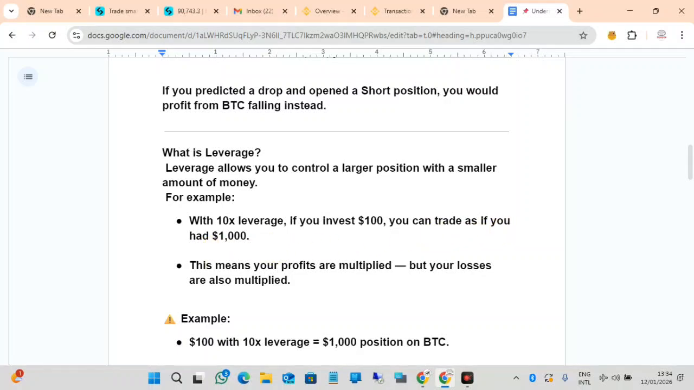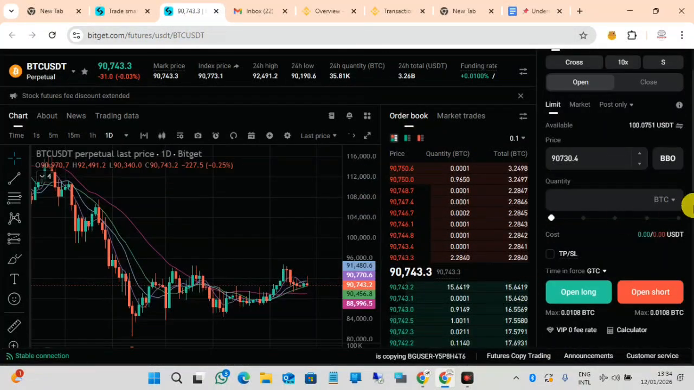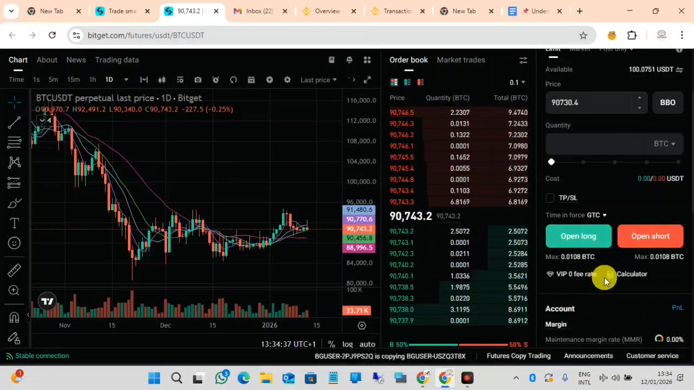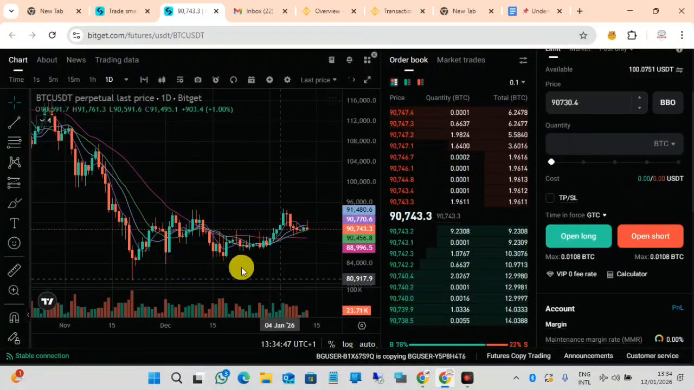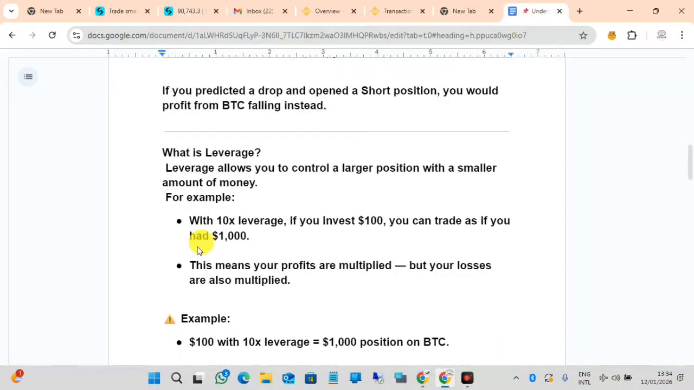Let's say your capital right now is just $100 on the account. Let's use that as an example. Let's say the account is just $100. So I have just $100 on my account right now. Then I say, okay, with 10x leverage, if you invest $100, you can trade as if you have $1,000.